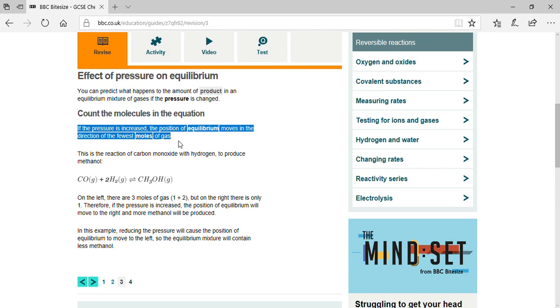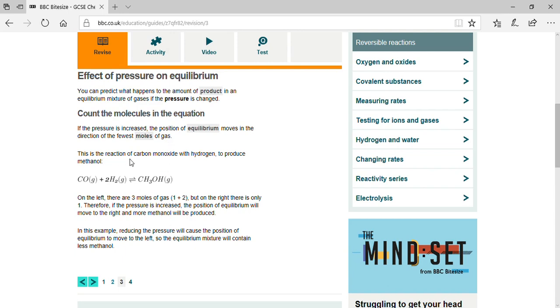So you can see that pressure is inversely proportional to the number of moles of gas. That means when moles will be few, pressure will be more, and when pressure will be less, then the number of moles will be maximum. Understand, beta?